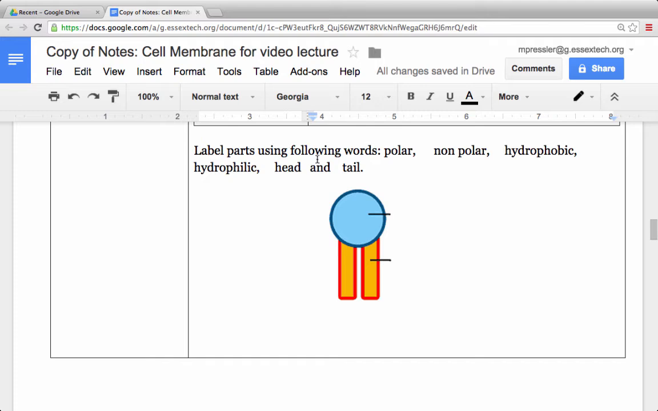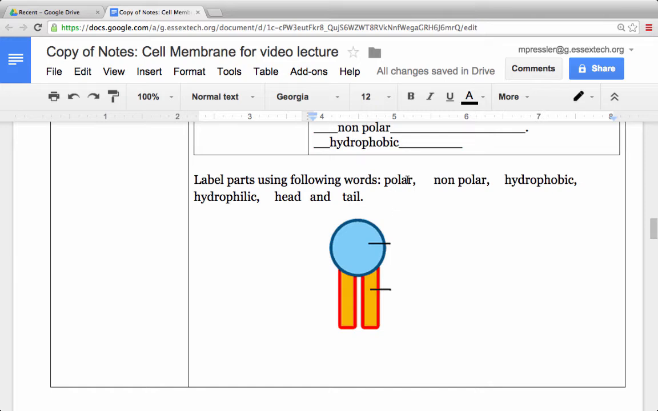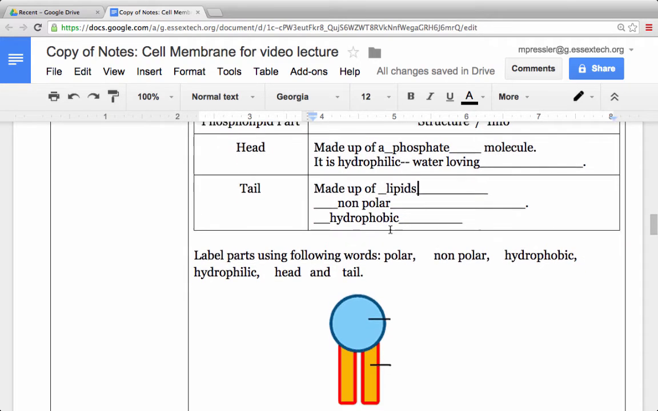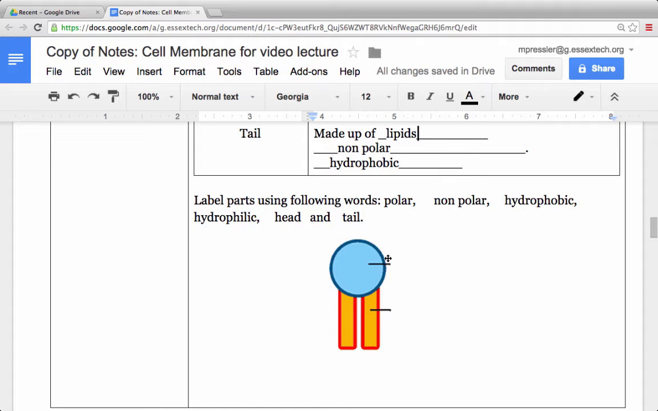So right now, you're going to label the following parts of our phospholipid. Okay? You're going to label polar, nonpolar, hydrophobic, hydrophilic, head and tail. Use this part up here to label your phospholipid. Pause the video now and go ahead and do that. Call your teacher over to check when you're through.